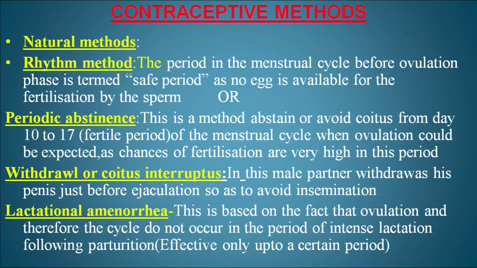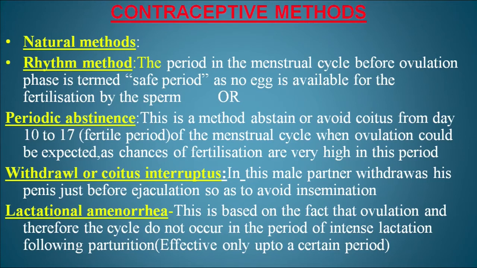First of all is the rhythm method. The period in the menstrual cycle before the ovulation phase is referred to as the safe period, as no egg is available for fertilization by sperm. Periodic abstinence. This is a method in which the couple abstains from coitus from days 10 to 17, which is the fertile period of the menstrual cycle, when ovulation could be expected, as the chances of fertilization are very high in this period.